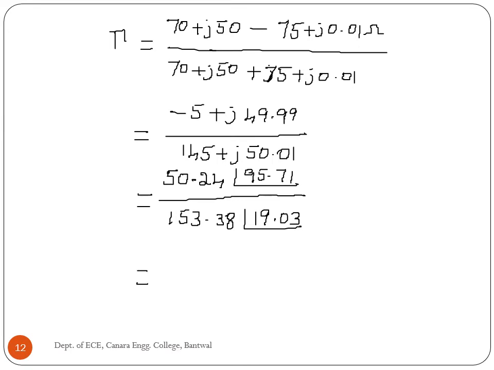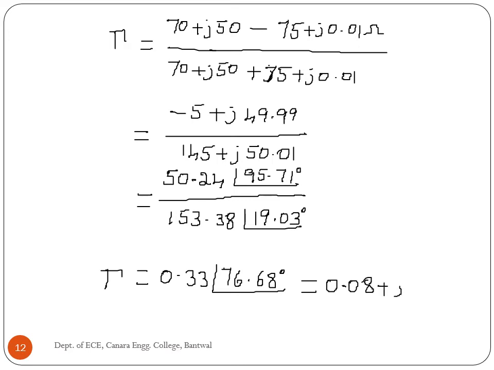So now divide 50.24 by 153.38, then we will get 0.33, and angle 95.71 minus 19.03, we will get the angle 76.68 degree, which is equal to the reflection coefficient. The rectangular form of this answer is 0.08 plus j0.32.